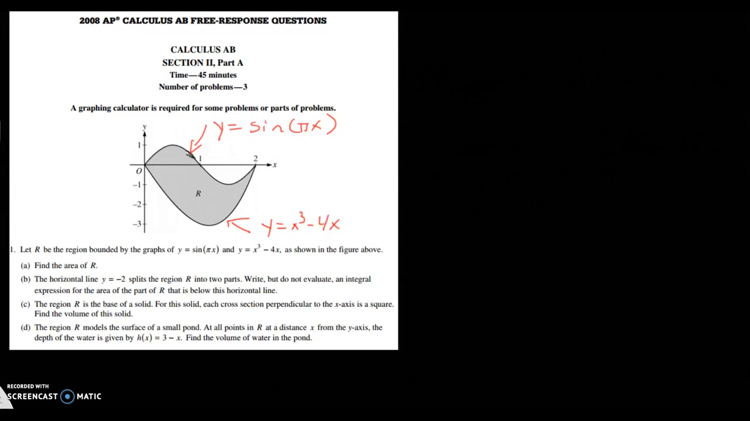If we want to find the area, we need to find the boundaries where they intersect, which happens to be 0 and 2. But I always recommend that you actually solve it and use your TI-89, because sometimes it looks like it's something, but it's really not. So you're going to do sine pi x minus the quantity x to the third minus 4x equals 0, comma x. When you solve this, you do get 0 and 2, because that is where it intersects.